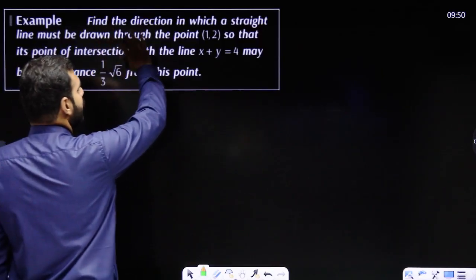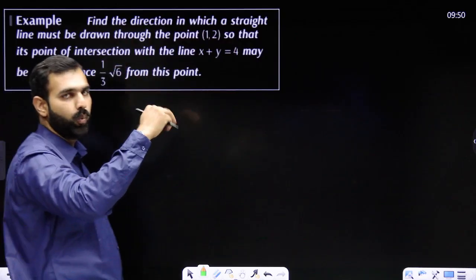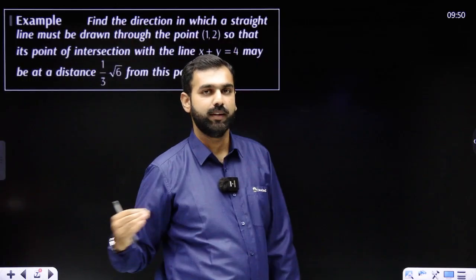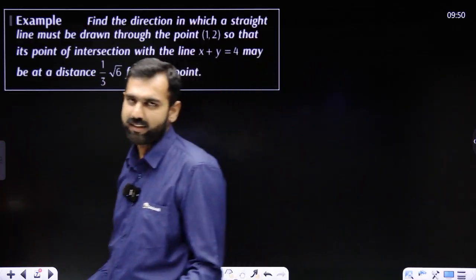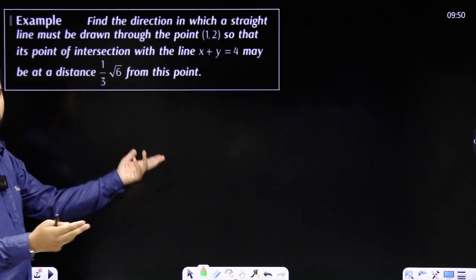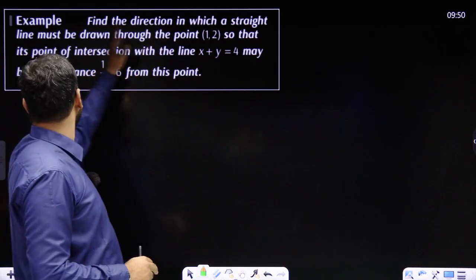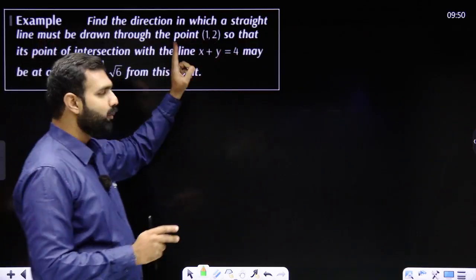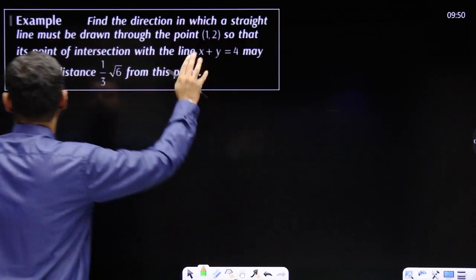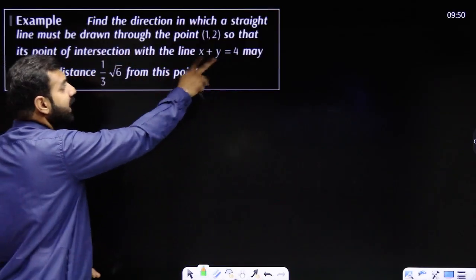Find the direction in which a straight line must be drawn. Now, what do they mean by direction? Direction means the inclination, the theta, the slope, right? I hope you're understanding. So we need to find the slope somehow. It must be drawn through the point (1, 2). So I hope you're realizing x1, y1 are going to be 1, 2 in this case, so that its point of intersection with the line x + y = 4.